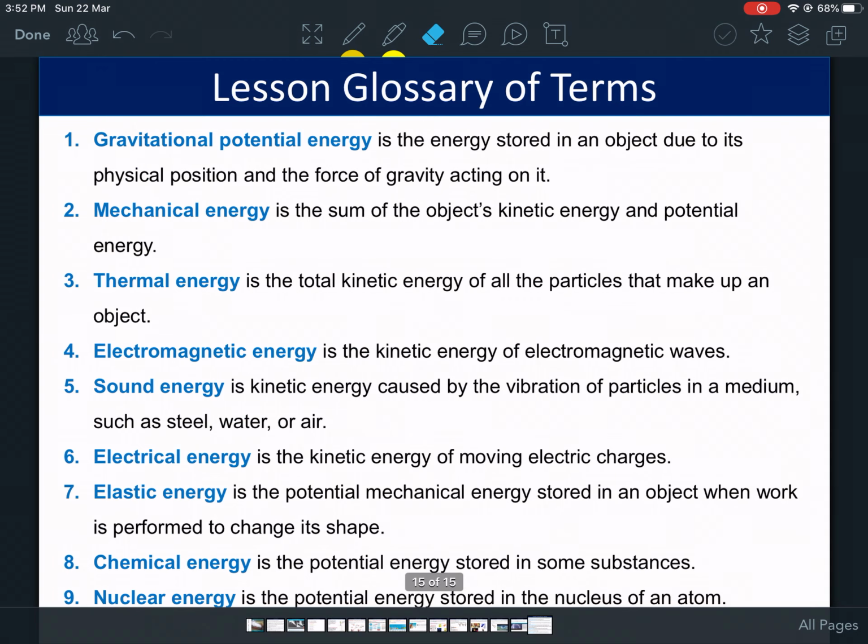They come together. Now, that's basically the whole thing you need to learn today. It's just the kinds of energy. This is the lesson glossary if you need to get back to it.